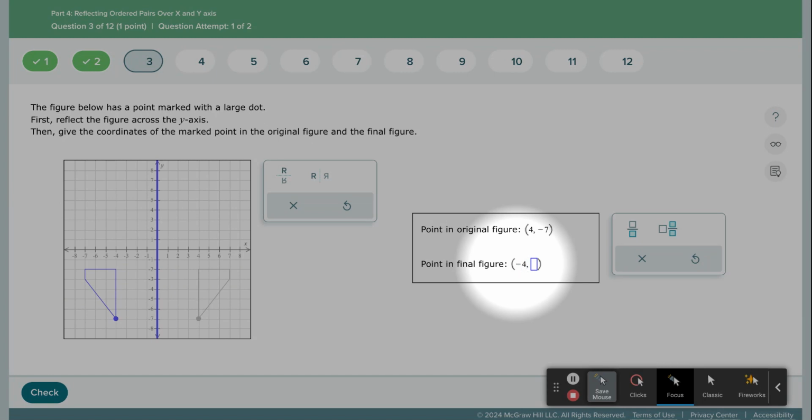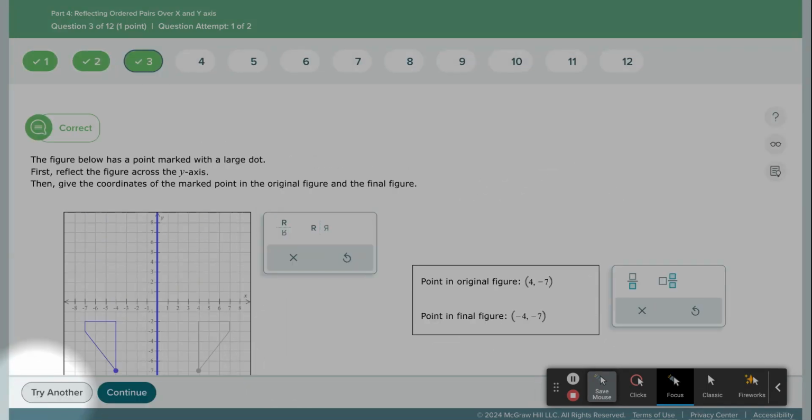And I do want to point out again, just like in the lesson video, notice that the numbers are the same, right? 4, 4, 7, 7. The only thing that changes when you reflect around the grid is if it's a positive or a negative answer. That's the only thing that changes, okay?